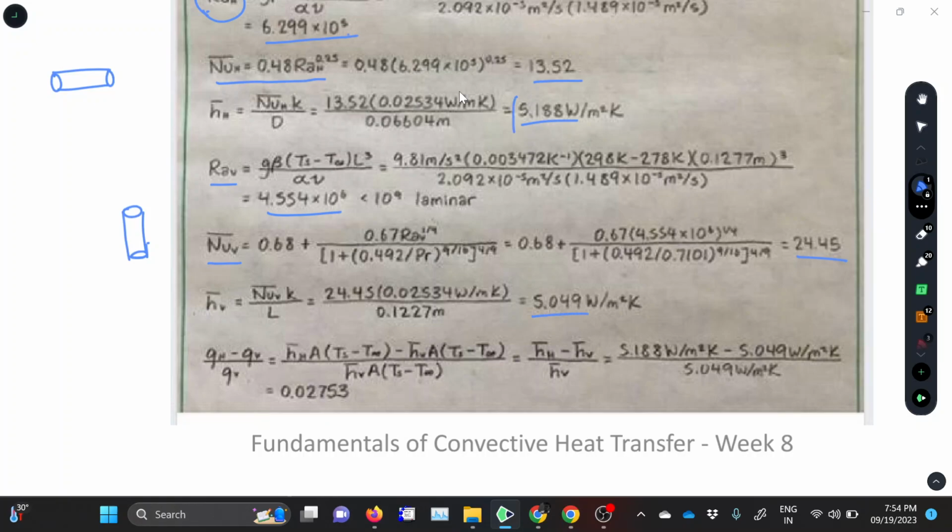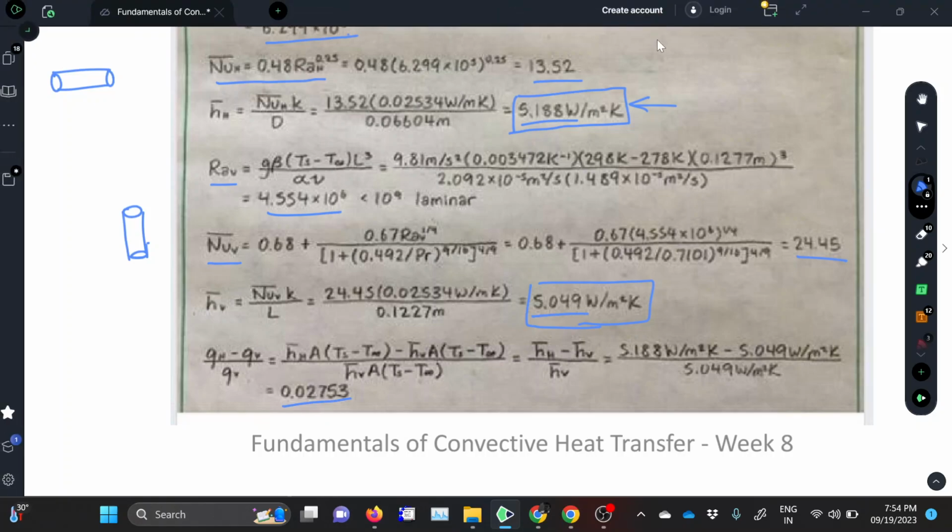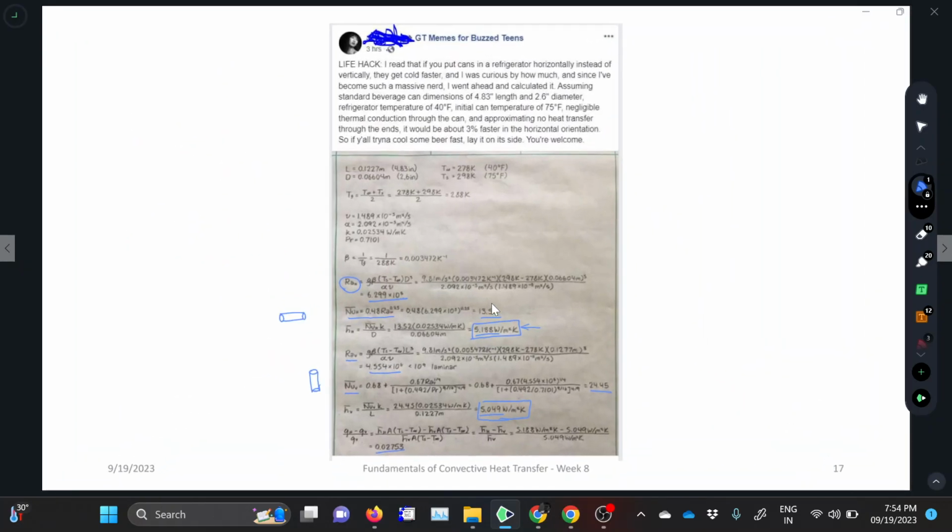So if you now compare these two values, 5.18 and 5.049, you can see that this one is higher, right? The horizontal case. So in this particular case which they took, this came out to be 3% higher than the vertical case.